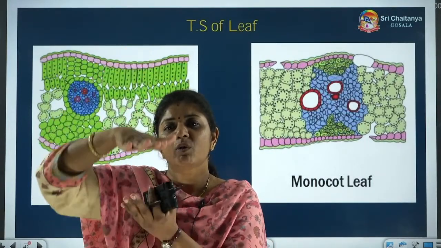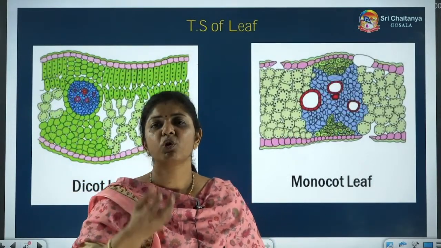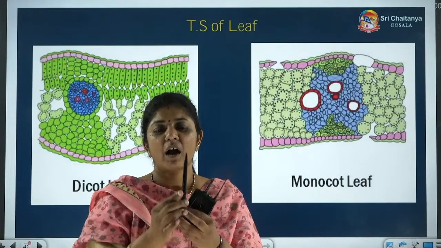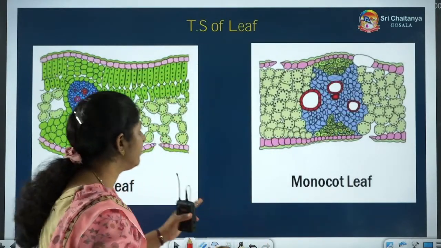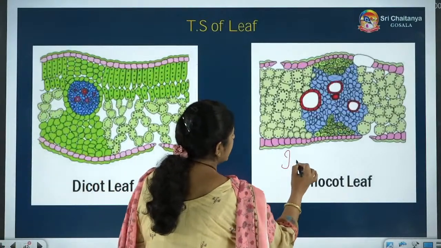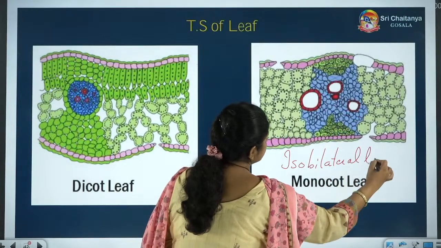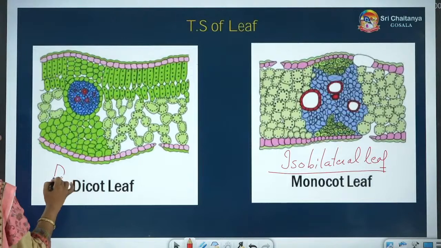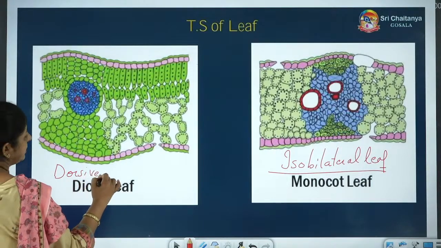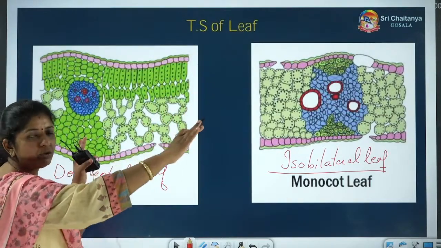Dorsiventrally means flat, like a sticker. It will be like that. But when you see the grasses, the monocots, their leaves are sprouting vertically. That type of leaf, you call an isobilateral leaf. The isobilateral leaf is a condition of the monocots, and the dicot has the dorsiventral leaf, right? So superficially, what is the point of difference?